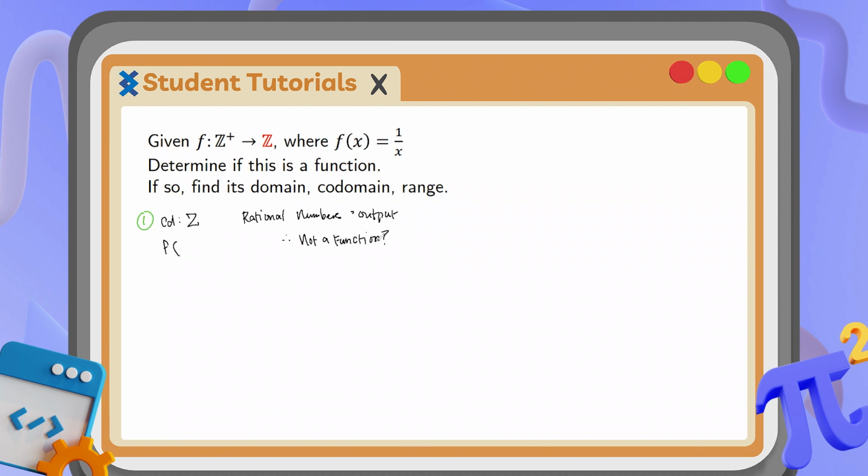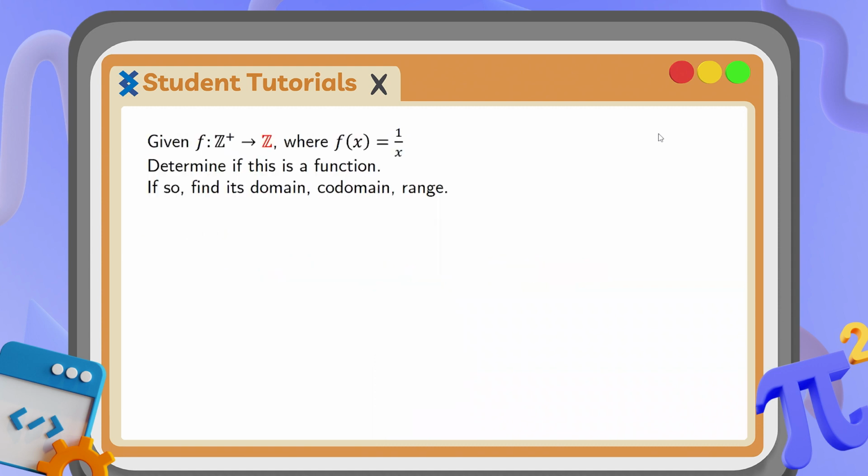Why? Because we actually have a counterexample for this. If we have f of 2, that would result to 1/2. However, since our codomain is integers, our output 1/2, let's say it's over here, is actually outside of the codomain, which means that this one is not belonging to the codomain and therefore is not a function.